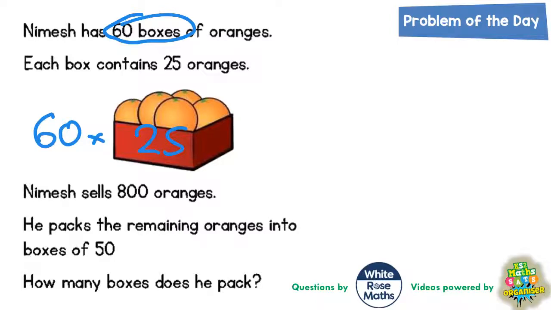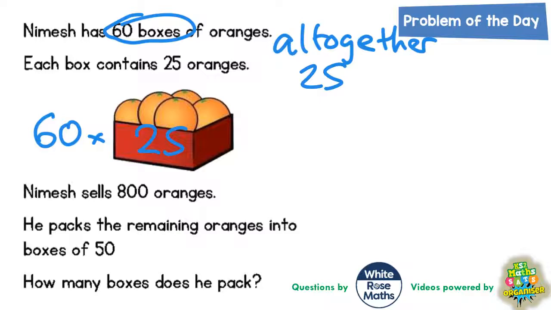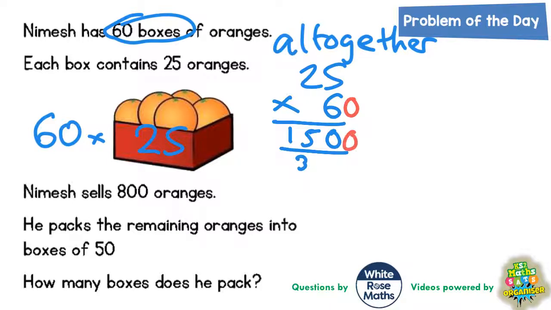So the first thing we should do is work out how many oranges he's got altogether. So altogether, he's got 60 lots of 25, or we could do 25 times 60. Well, 25 times 6 would be 6 fives are 30. Put the 0 in, carry the 3. And 6 twos are 12 plus 3 is 15. So if 25 times 6 is 150, 25 times 60 would be making it 10 times bigger. So make the 150 10 times bigger would be 1,500. So we must have 1,500 oranges.